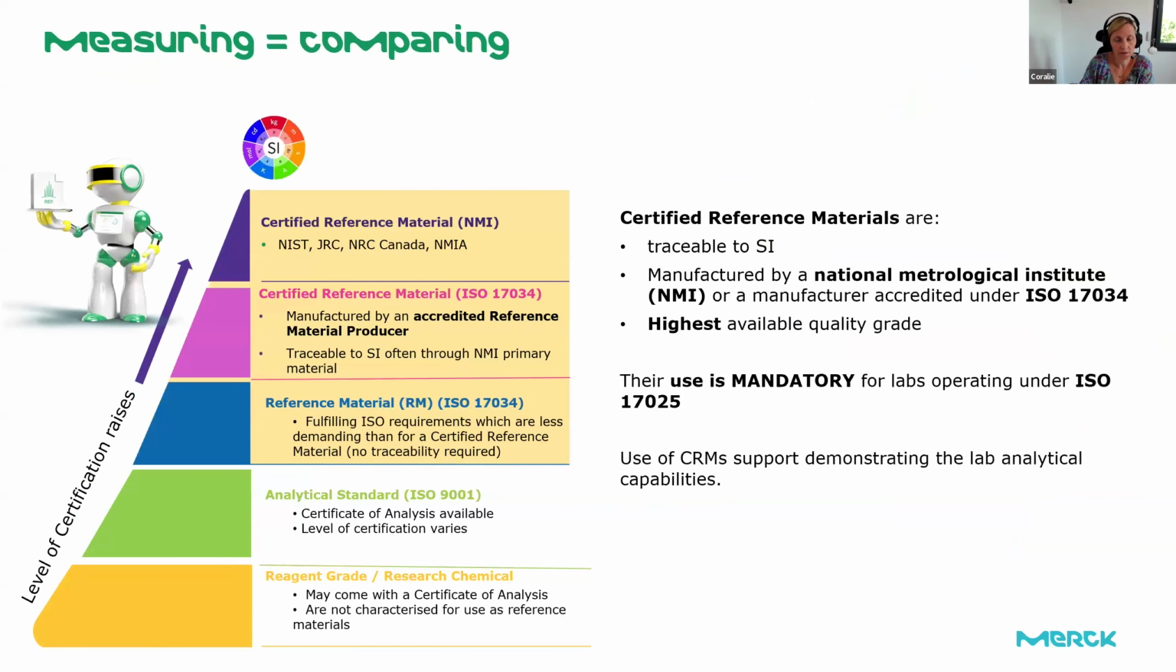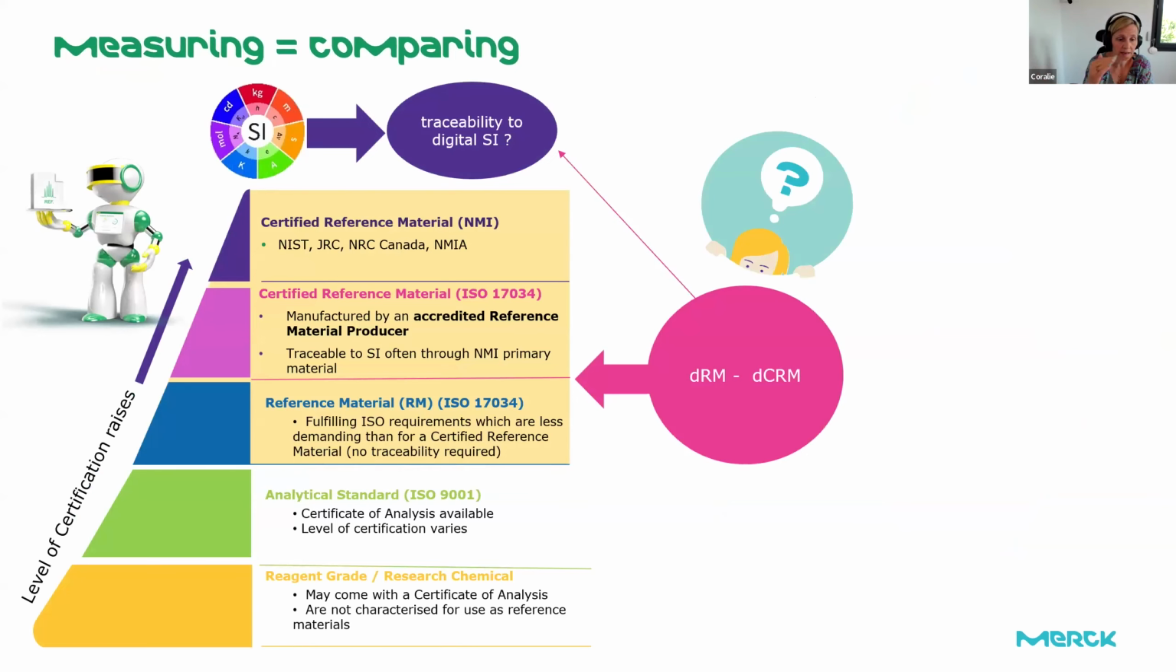I will go on this one pretty quickly, but there are different levels of reference material. I'm happy to share those slides later for the ones interested. And we are producing all the levels of reference material, from reagent grade, that some people can use sometimes as a reference but shouldn't, to analytical standard. This term is less controlled. It's under ISO 9001, to the ones that you see in yellow at the top, reference material and certified reference material. The highest level of trust comes from the NMI reference material or the pharmacopoeias. These we could not produce.